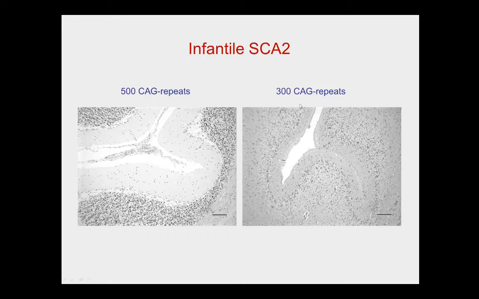But another patient who had 300 repeats, this is shot at the same magnification, you can see the cerebellar cortex is down to like a third or a quarter the size of this. Purkinje cells are all gone. Granular cells are basically all gone. So a really quite diverse pathology.